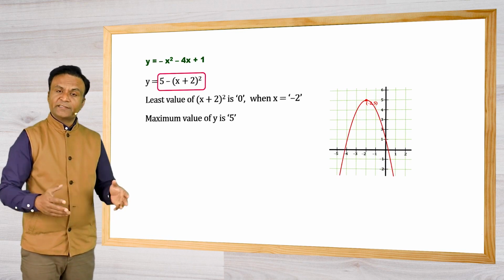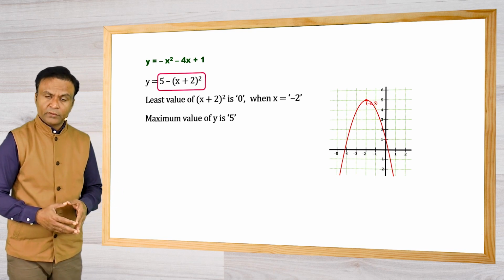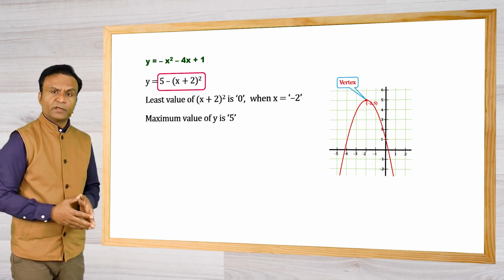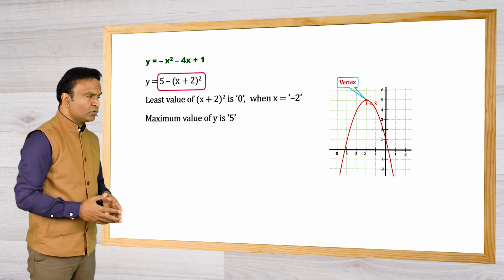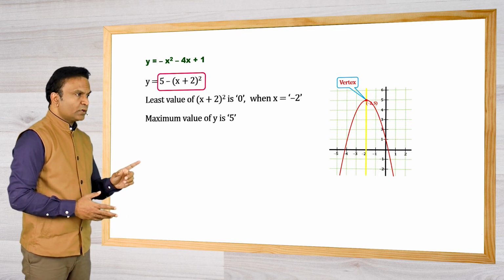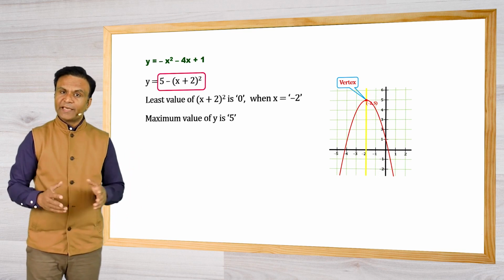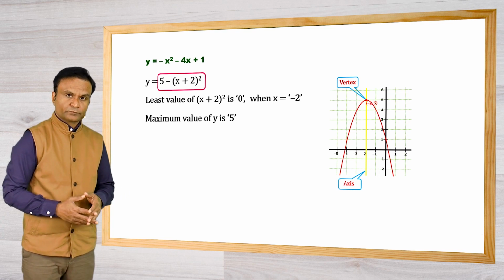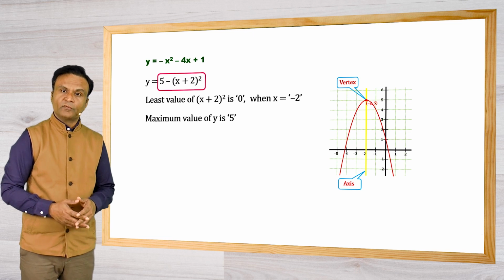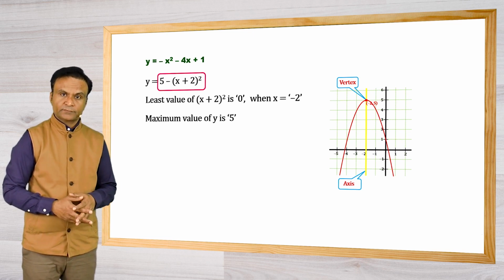Here the vertex is (-2, 5) and the graph is symmetrical about the line x = -2. So x = -2 is the axis of the parabola. So now we can draw the graph of any quadratic function.